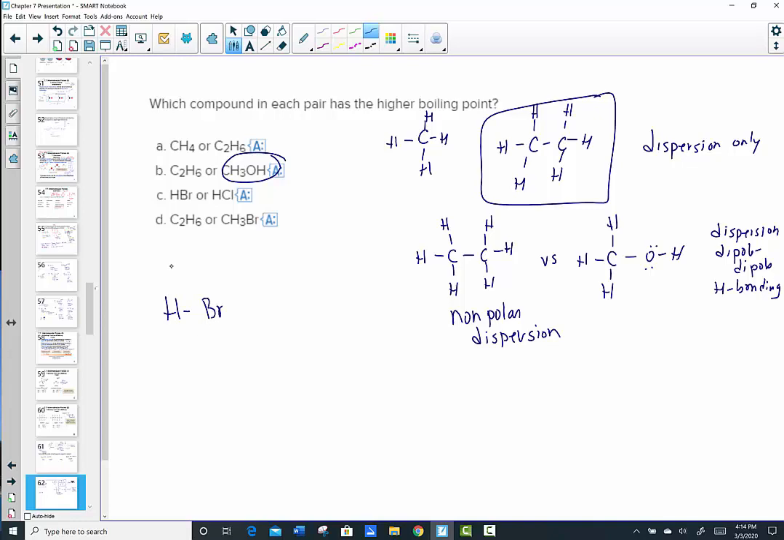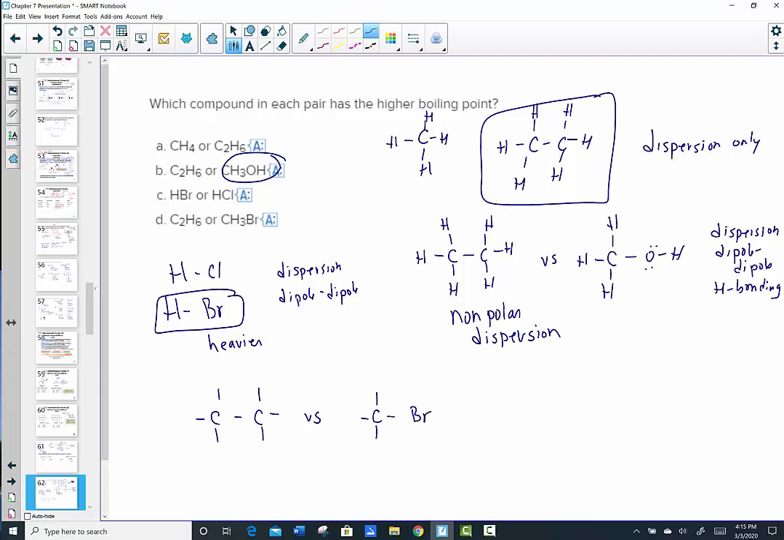HBr or HCl. So these both exhibit dispersion. They're both polar, so they have dipole-dipole, but there's no hydrogen bonding because the H is not attached to an N, an O, or an F. So to determine this, it's the heavier molecule. A bromine is heavier than a chlorine, so therefore it will need more energy to get that bigger atom to boil.